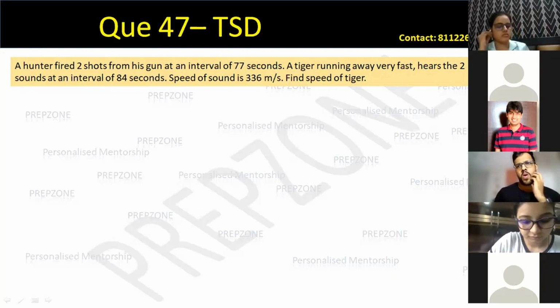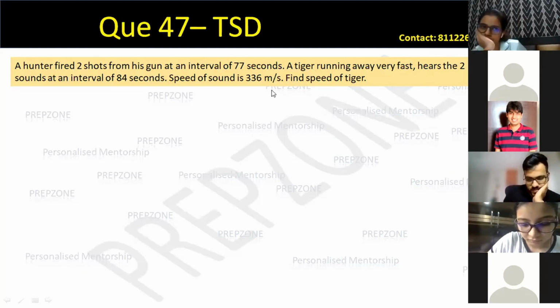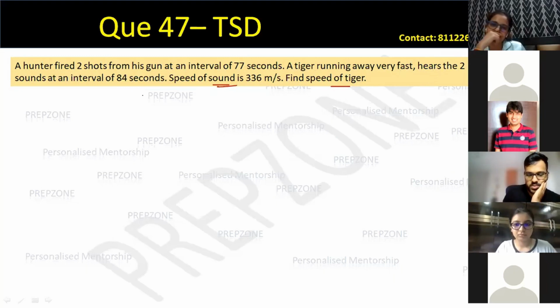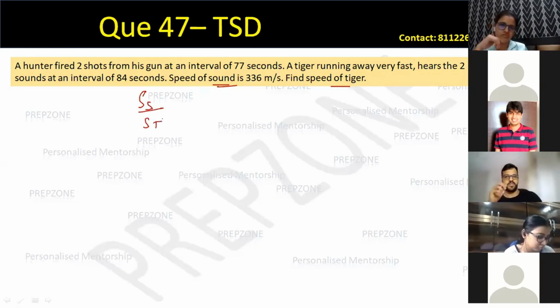A tiger running away very fast hears the 2 sounds at an interval of 84 seconds. The speed of sound is given, and we have to find the speed of tiger. So you should get a hint here that the only way you can calculate speed of sound and speed of tiger is if you have some ratio, speed of sound upon speed of tiger, and the distance will be the same.